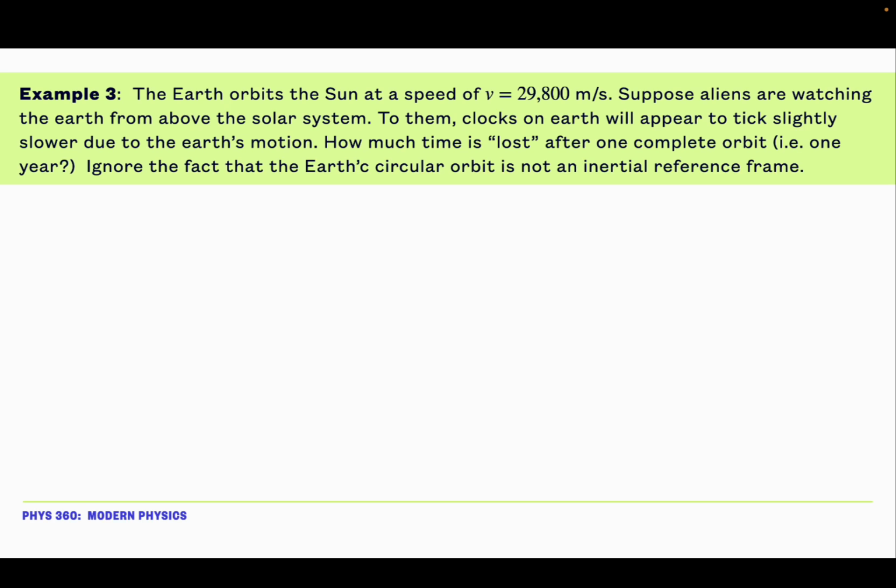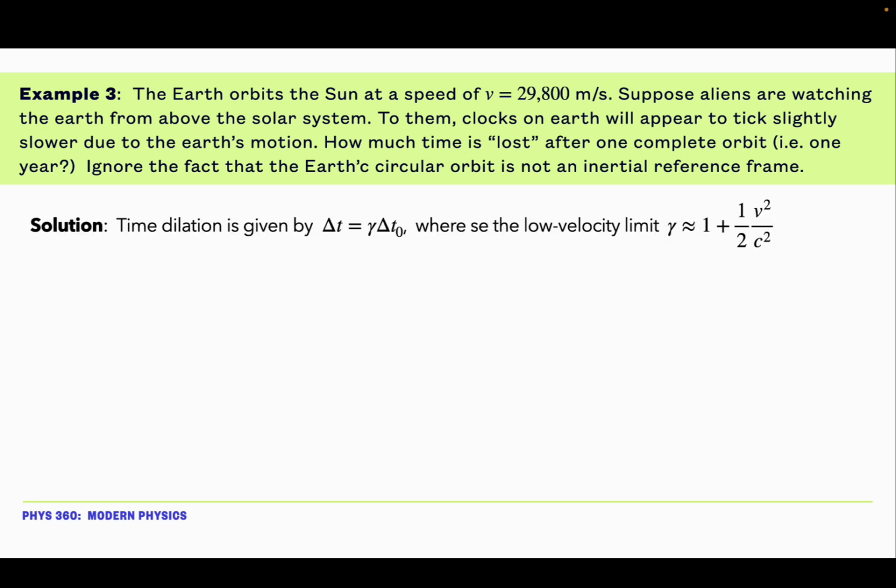And of course, this circular orbit is not an inertial reference frame. You'd really need to use general relativity to get the precise answer, but we're going to ignore that for right now. We're just going to use special relativity and the velocity. So we're going to use this small velocity approximation. We want the difference in time between delta t and delta t naught. It's going to be a very small amount compared to a year, so we just want the difference.